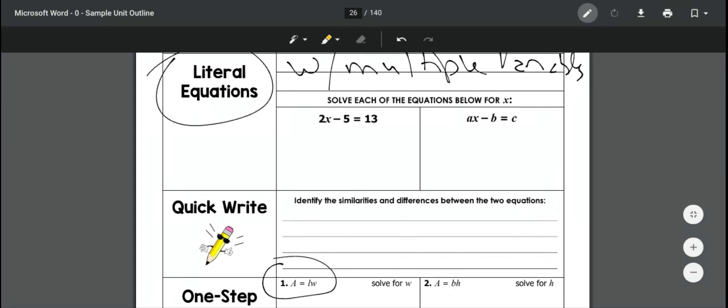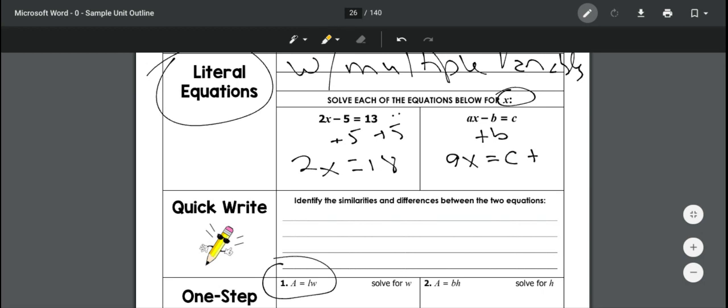So we're going to start out with the normal equation. We're going to do these kind of at the same time. On this one, we would add 5 to both sides. So we would have 2x equals 18. Over here, if we're solving for x, we want to isolate it just like we were doing over here. So the first thing we would do is plus b on both sides. So we would be left with ax equals c plus b.